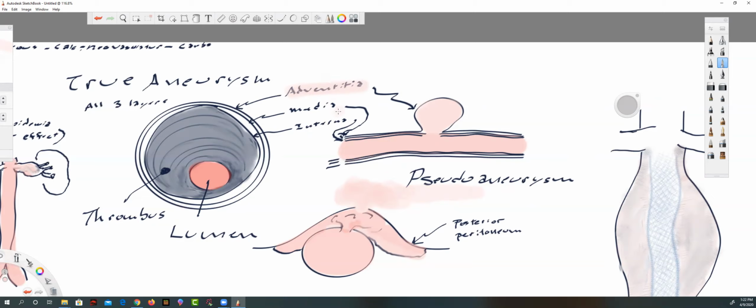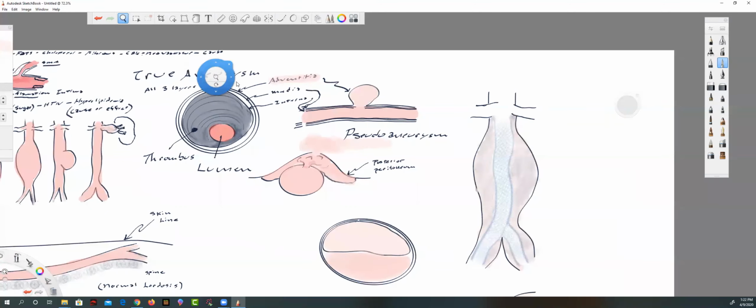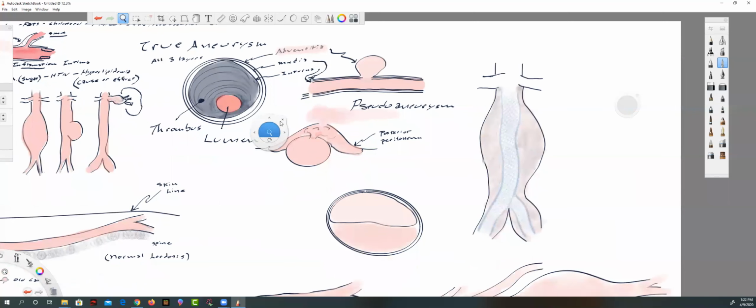So hold on. So, page 2 of my notes. Oh, I actually did jump ahead. So this page 2 is my risk factors. Oh, no, this is risk factors for aneurysms. Sorry. I know what I'm talking about. Risk factors for aneurysms.